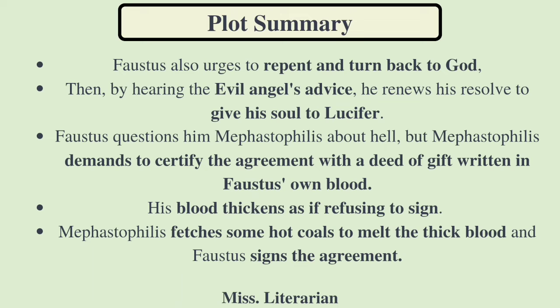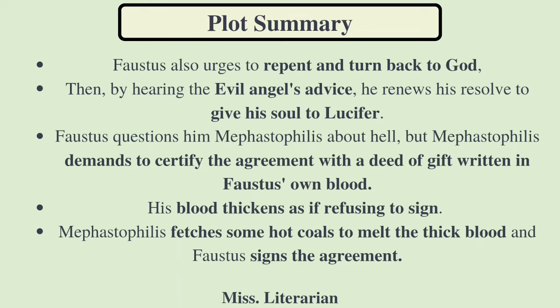Whenever Faustus calls, Mephistopheles returns, and Faustus questions him about hell before officially agreeing to his deal with Lucifer. Before he teaches about hell, Mephistopheles demands that Faustus certify an agreement with a deed of gift written in Faustus' own blood. Faustus agrees. As he attempts to sign the agreement, his blood thickens and refuses to flow. Mephistopheles fetches some hot coals to melt the thickened blood, and with his help Faustus signs the agreement.